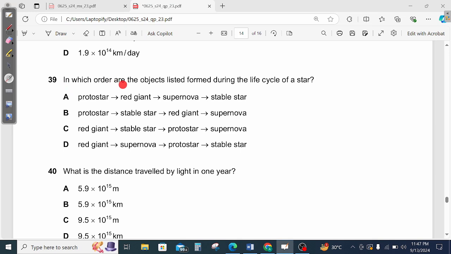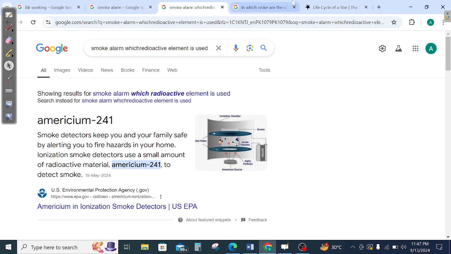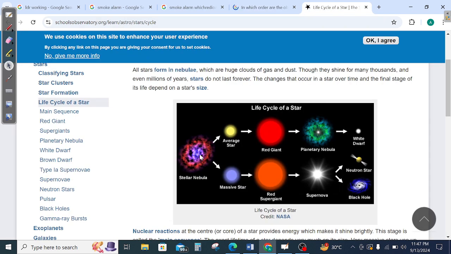In which order are the objects listed formed during the life cycle of a star? So you have to select the right option, just like that. When you are a baby, then you become a youngster, then you become a professional, then an uncle, then you move towards death also. In the same way, the star also has its own life cycle. So I have searched out one thing for you. Yes, if you look at this one, this is the life cycle.